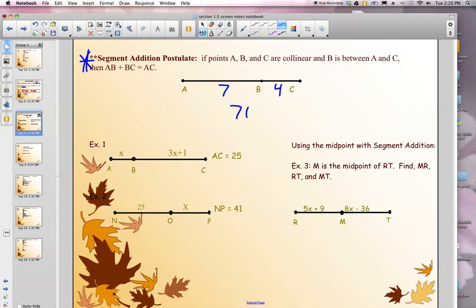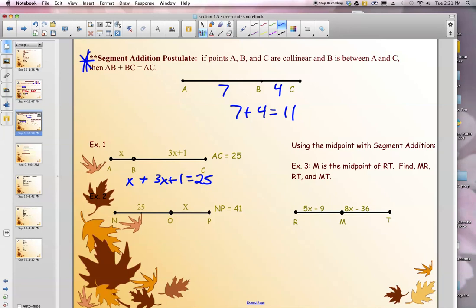Okay, we know that 7 plus 4 equals 11. That we know. But when you look at it this way, and say, well, now AB is x, and BC is 3x plus 1. Well, what did I do with AB and BC in this picture? I added them together. So what am I going to do with AB and BC in this picture? I'm still going to add them together. We added them together to get 11. Well, they tell us that the total from A to C is 25.